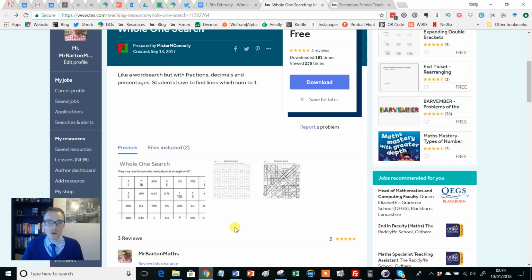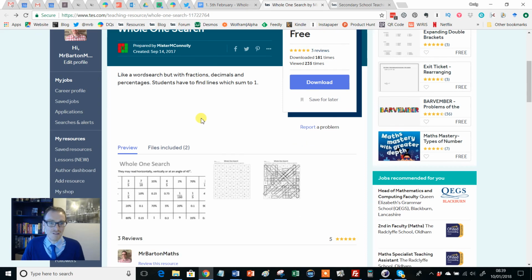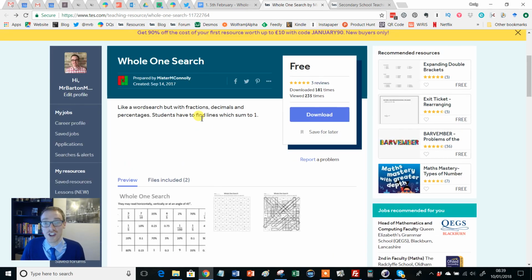So I really like this, just as a different way of consolidating understanding and practicing and developing that fluency of fractions, decimals, percentage conversions. I like it. I think it's my favourite maths word search of all time.